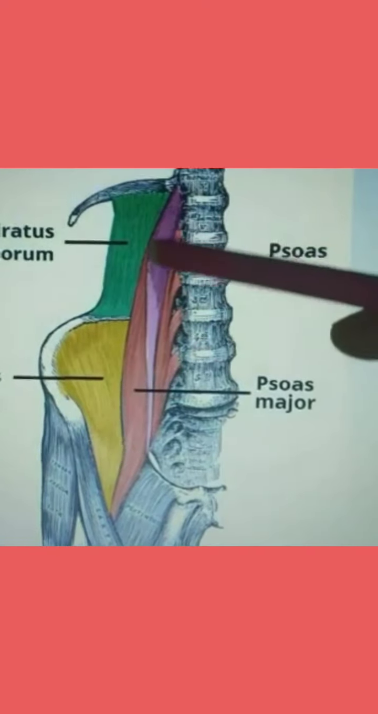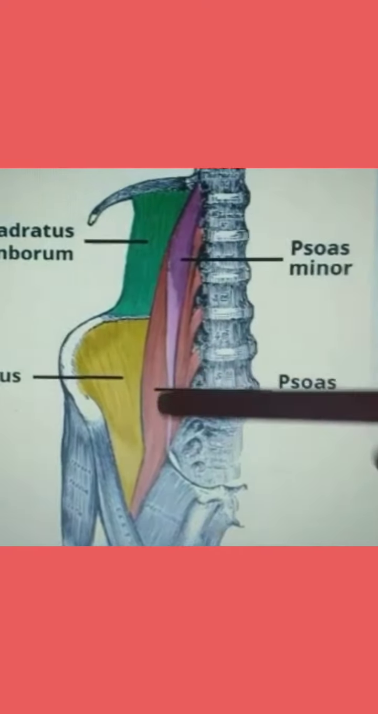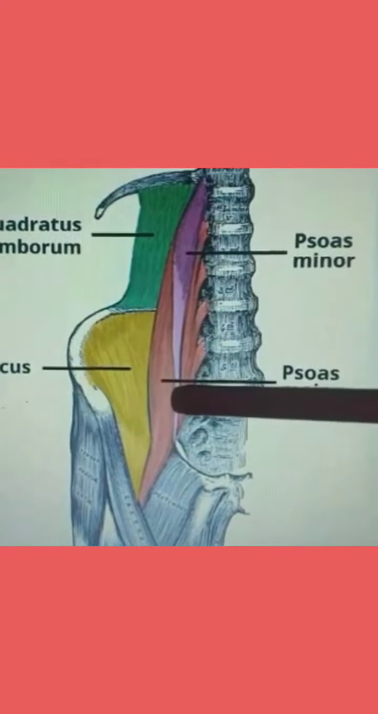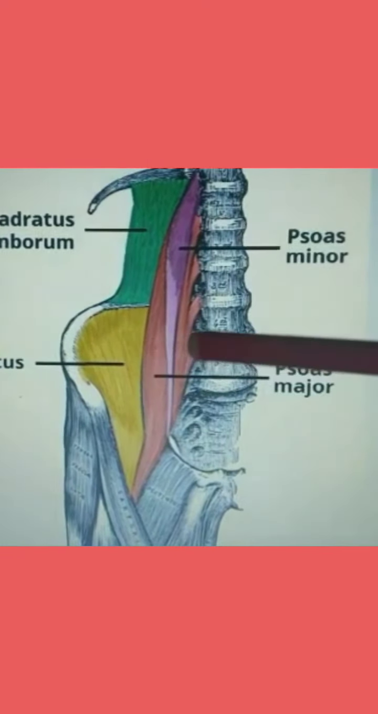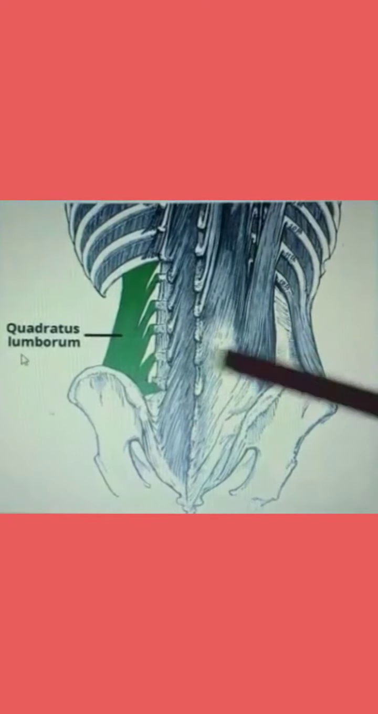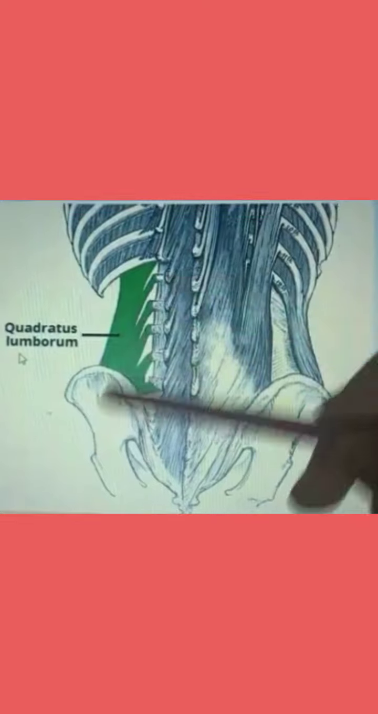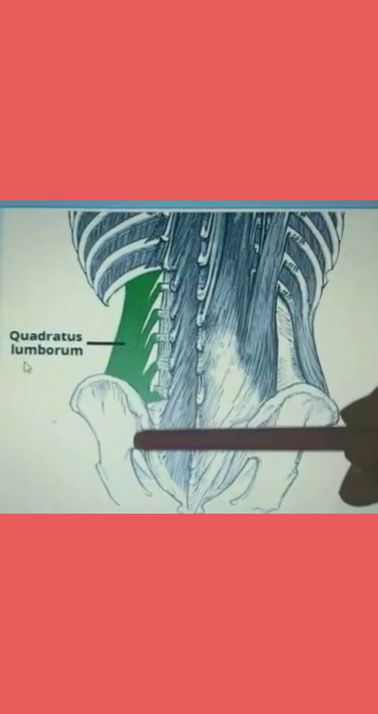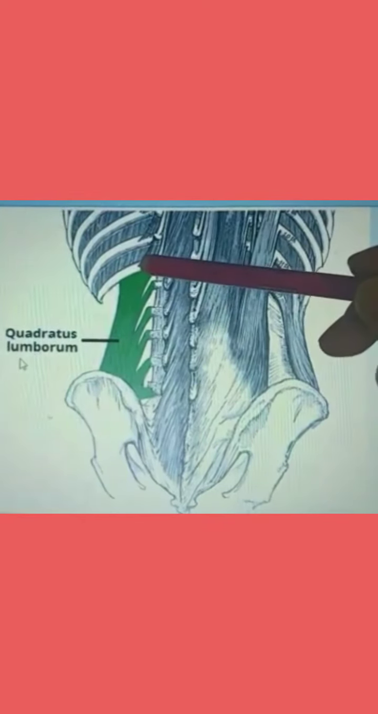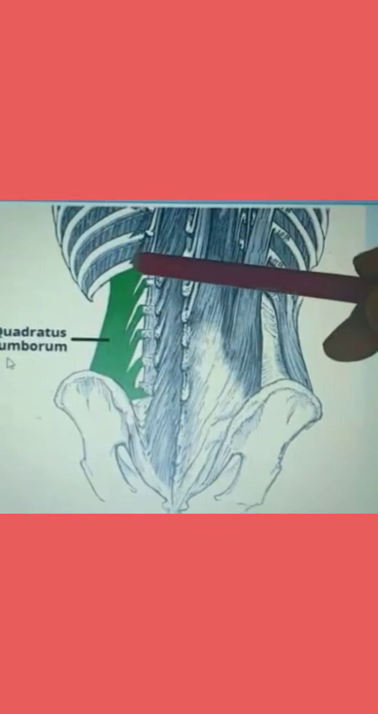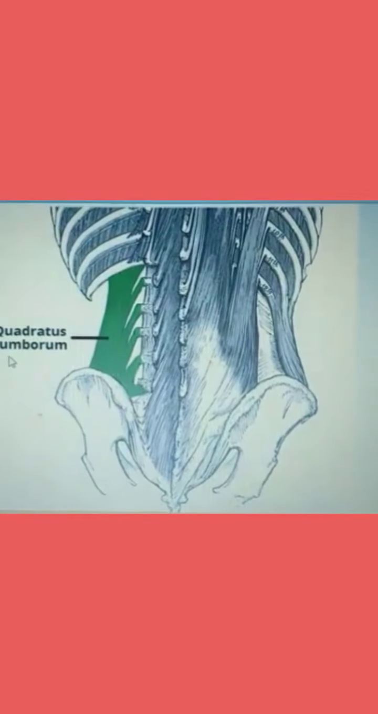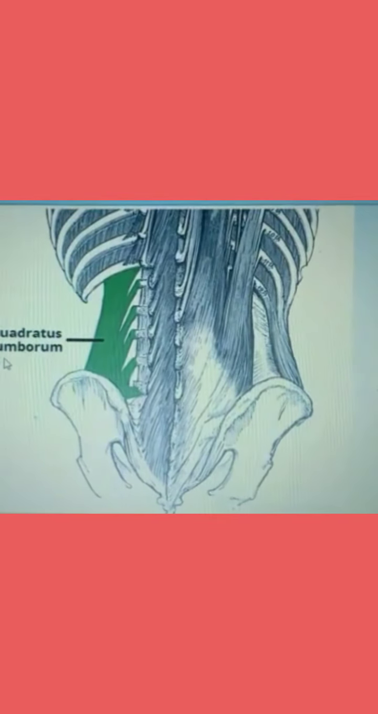Now we will be proceeding one by one with all these muscles: origin, insertion, nerve supply and action. First of all, quadratus lumborum. This is quadratus lumborum. It arises from below and it is inserted above. First of all, the origin.